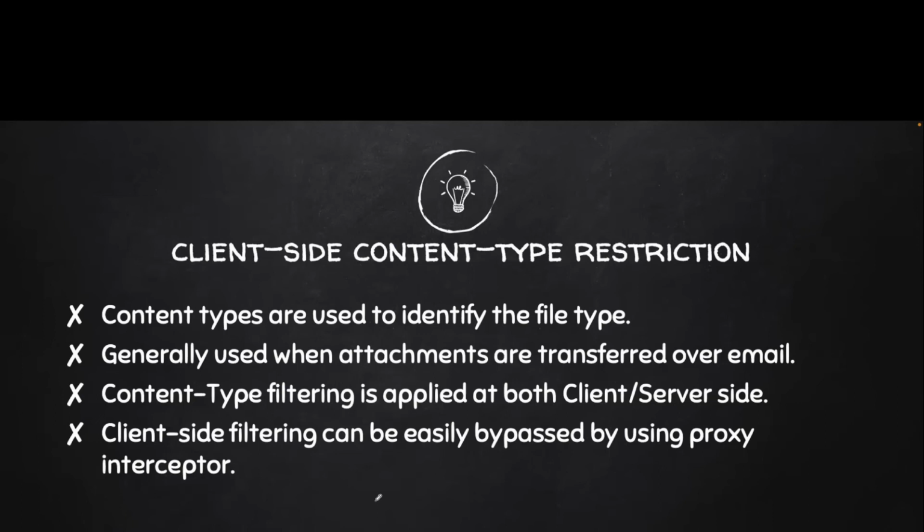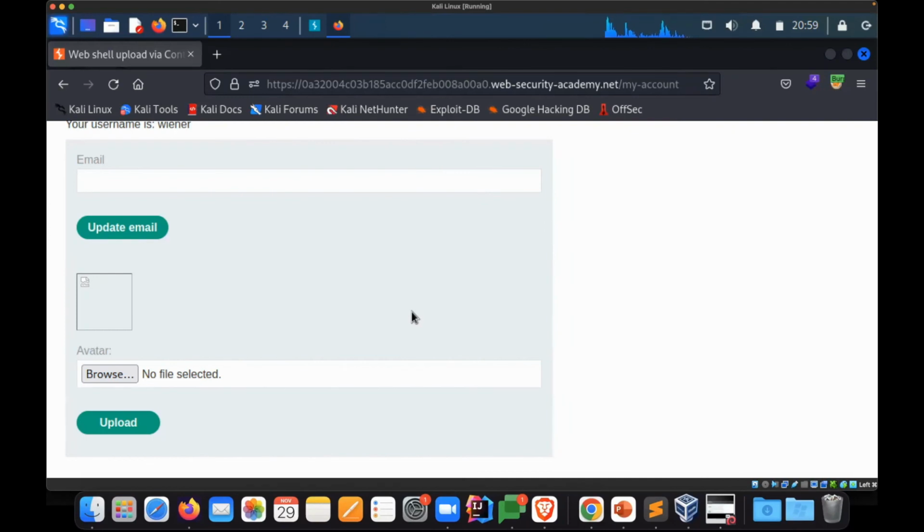Since it is applied at the client side as well, and we know that client side filtering can be easily bypassed using an interceptor, I'll show you how we can easily bypass this content type restriction which we have at the client side. Okay, let's go back. Now I'll try to upload the same webshell.php file which I was trying to upload earlier, but this time, rather than changing the file extension from PHP to PNG or PNG to PHP, what we were doing earlier, I'll try to change the content type of the file.